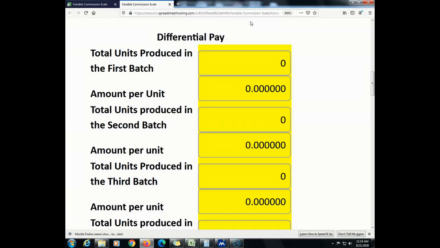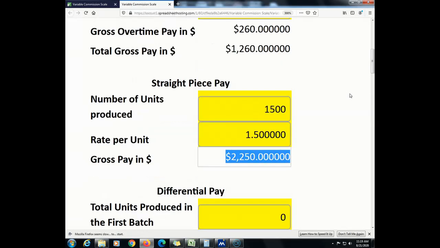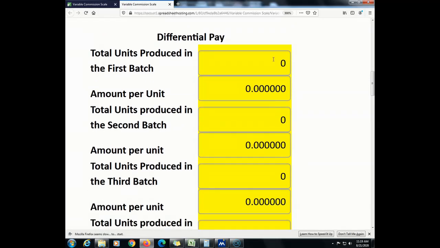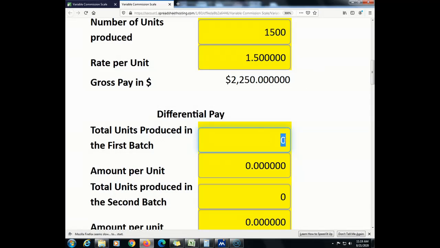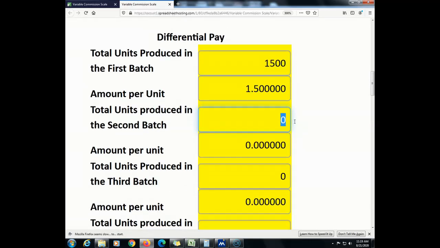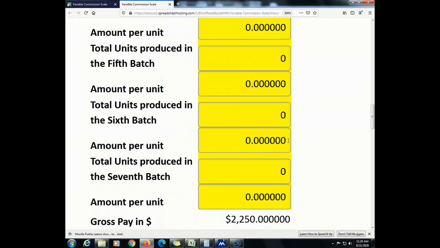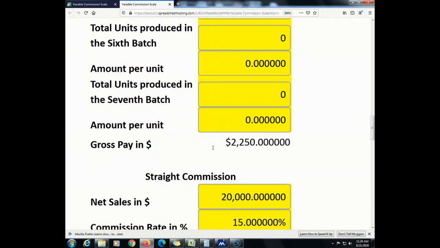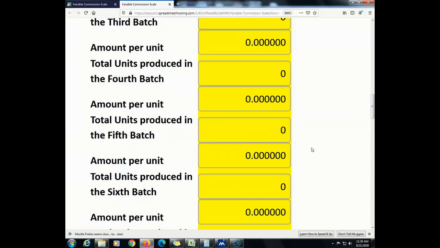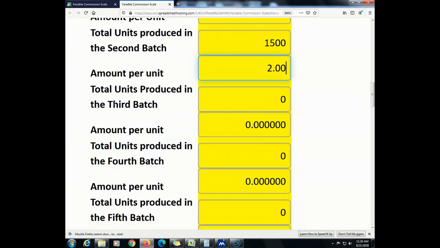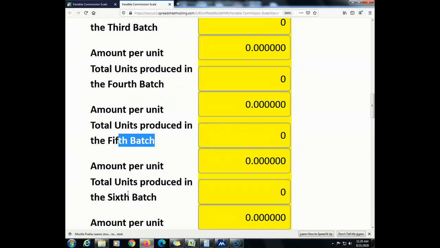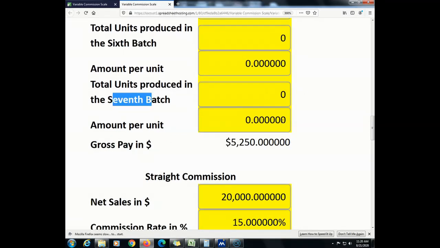Then you have your differential pay method. For this method, you will get paid a different rate for the total units that you make. So let's say for the first 1,500 units that you make, your rate is $1.50, and for the next 1,500 that you make, your rate is $2. Notice this calculator automatically figures out your gross pay, which comes to about $2,250. Now you may do the same for your third, fourth, fifth, sixth, and finally seventh batch.